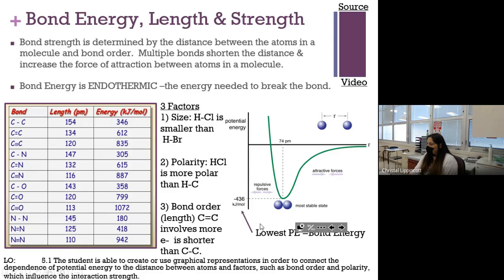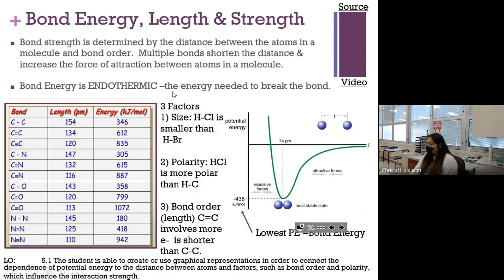All right, bond length and strength. This is another common diagram that you will see on there. Remember, the bottom of this is where its most stable form is. Bond energy is endothermic, the energy needed to break bonds. So the size of the HCl is smaller.